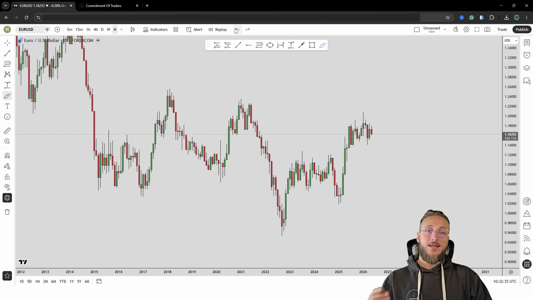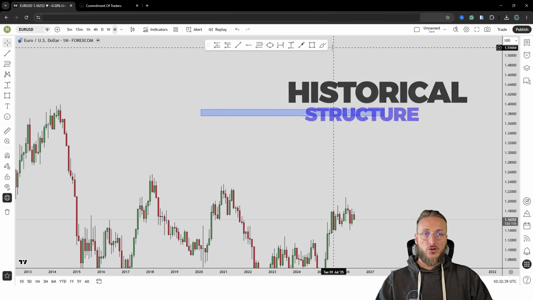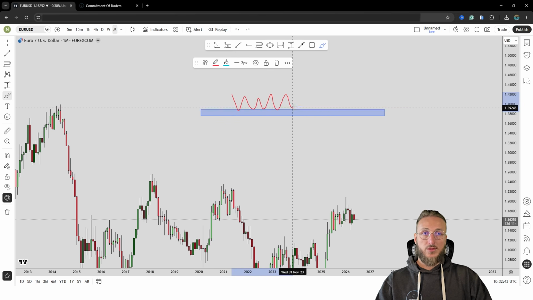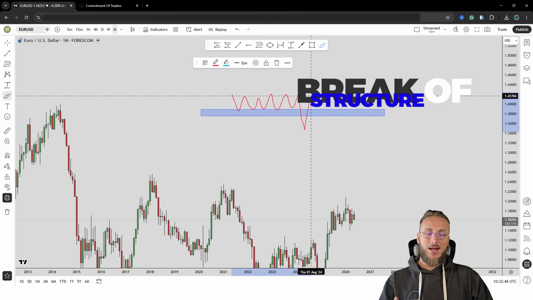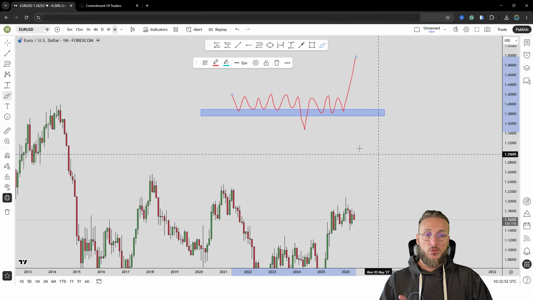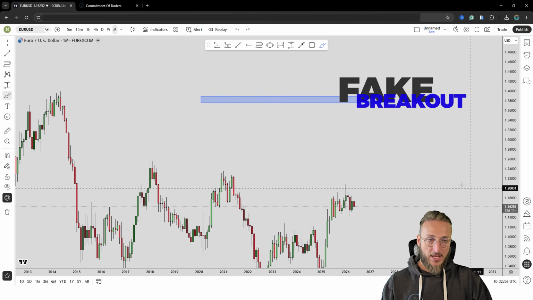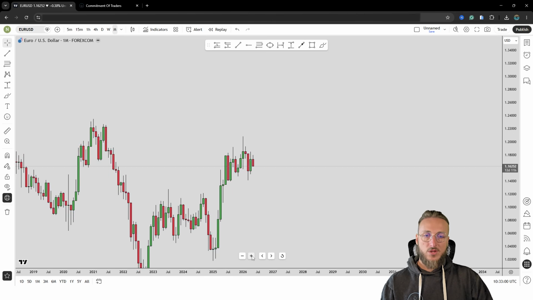and the market then continued respecting the area as demand and support. And that is the actual definition of a fake breakout, because if you have a historical level of structure acting as demand and support across multiple years, actually in this case, then you have one break below, immediately break back above, and the market then continues respecting the area as demand and support. That means that the push to the downside is actually a fake breakout. So let's keep all of this in mind and move into the most recent price action.